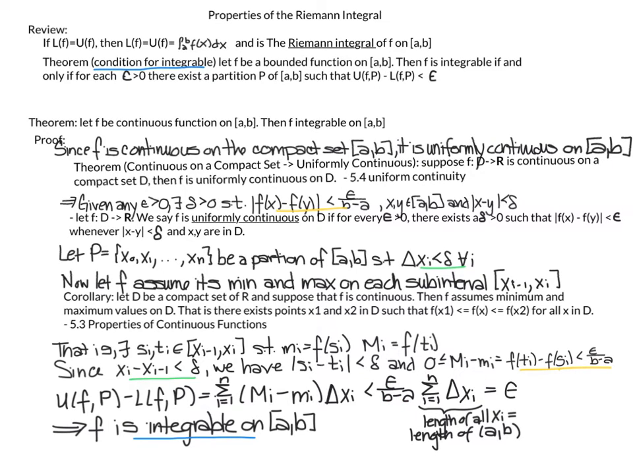And then what you have left is the sum from 1 to n of delta x sub i. But each delta x sub i is the length of the interval, so when you sum them all up, you simply get the length of the interval ab, which is equal to b minus a. Then this b minus a cancels out with this b minus a, and you're left with epsilon. So your upper minus lower integral is less than epsilon. Therefore, f is integrable on ab by this theorem here.